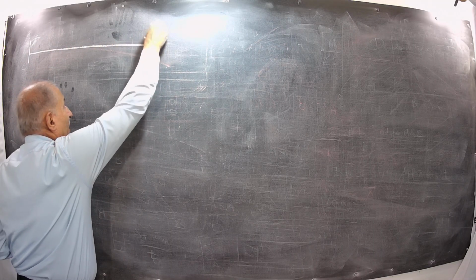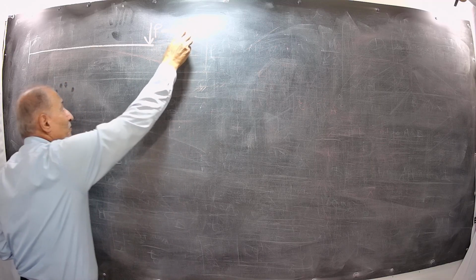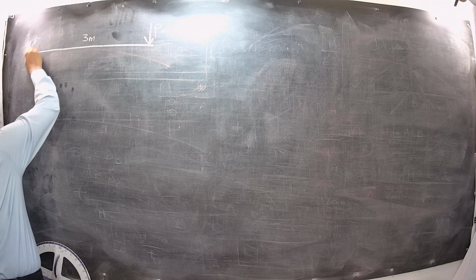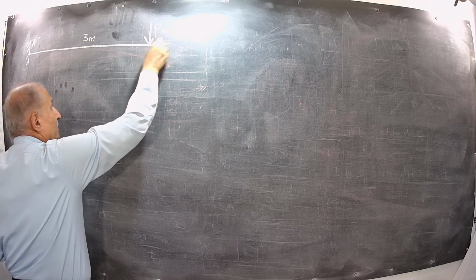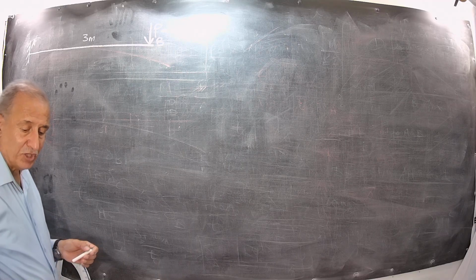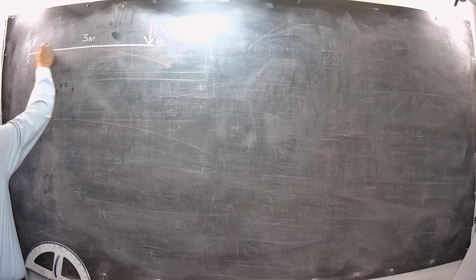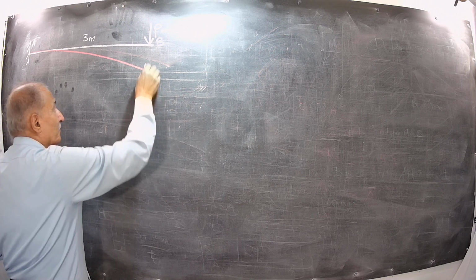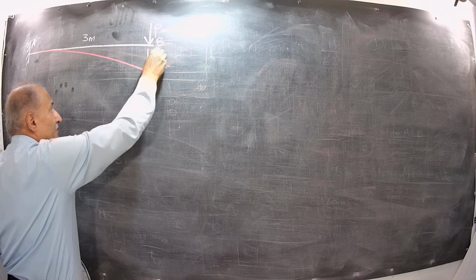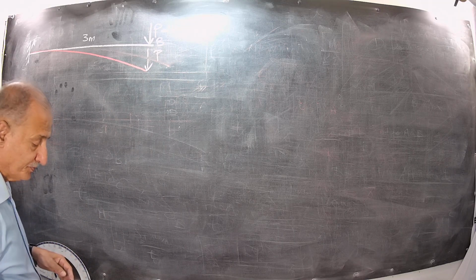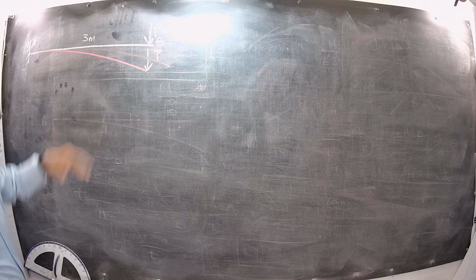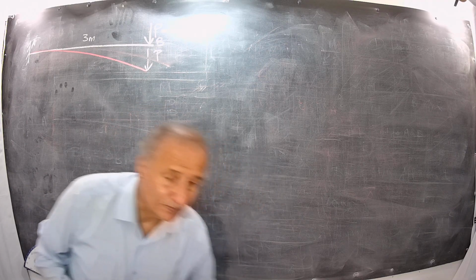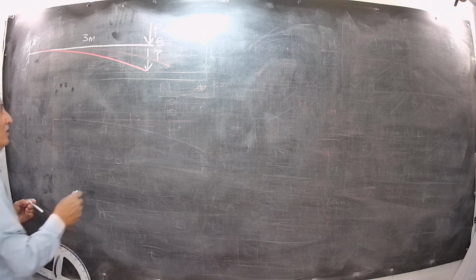Load applied P at the free end, span 3 meters, point A, point B. Deflected shape of this beam can be shown as this red curve, and deflection means distance between deflected curve and the original position of the beam.